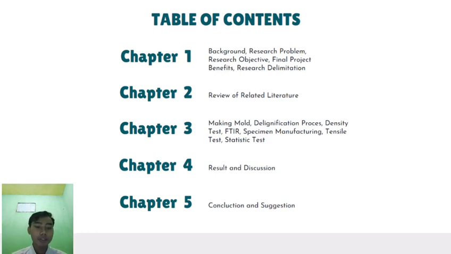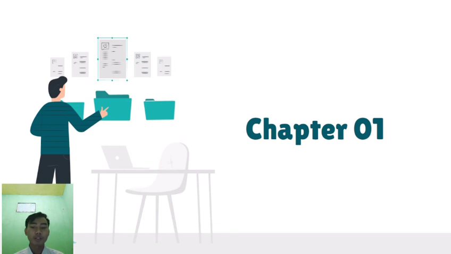Table of Contents. Chapter 1: Background, Research Problem, Research Objective, Final Project Benefit, Research Delimitation. Chapter 2: Review of Related Literature. Chapter 3: Making Mold, Alkalization Process, Density Test, FTIR, Specimen Manufacturing, Tensile Test, Static Test. Chapter 4: Result and Discussion. Chapter 5: Conclusion and Suggestion. Chapter 1.